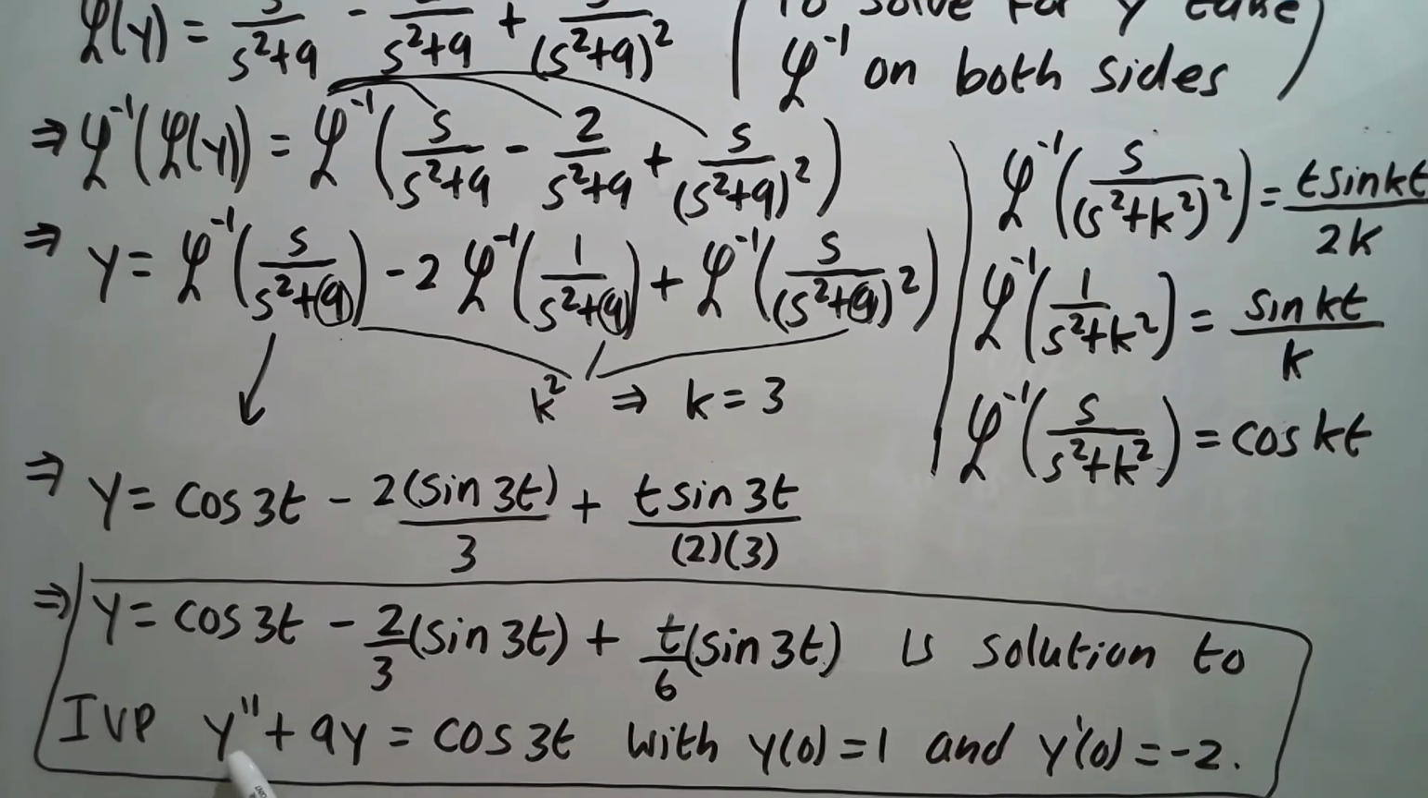So the original question: y double prime plus 9y equals cosine 3t with y of 0 equal to 1 and y prime of 0 equal to minus 2. You want to verify that that's correct. I'll let you verify, but it is. Okay, so we're done with the question. So let's leave it there.